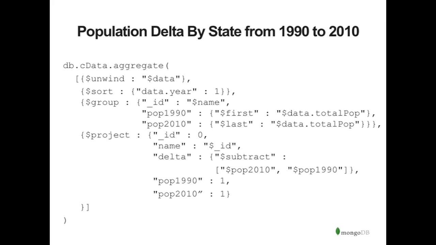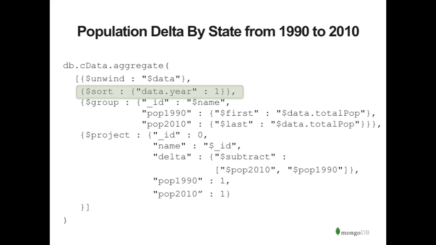Now let's assume that we want to do something a little bit more complicated. We want to essentially see the change in population for the states between 1990 and 2010. Did the states grow in population, and by how much? So what this particular query does is add a couple of new pipeline stages to our query. We're still going to do the unwind like we did before, but the next thing we're going to do is sort the data by year.